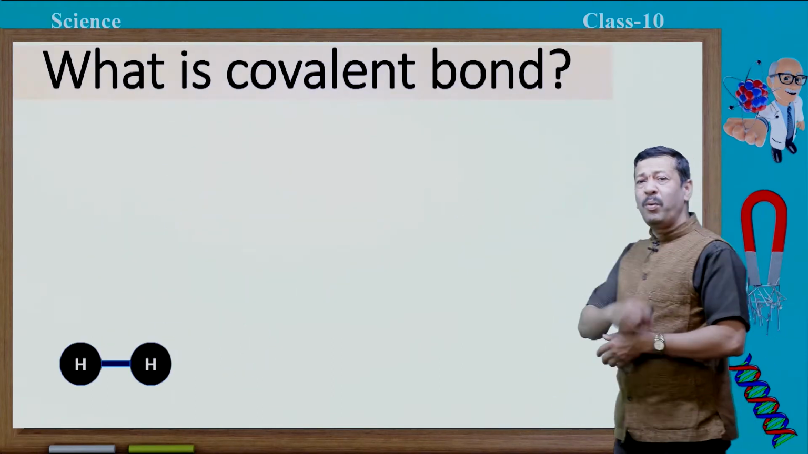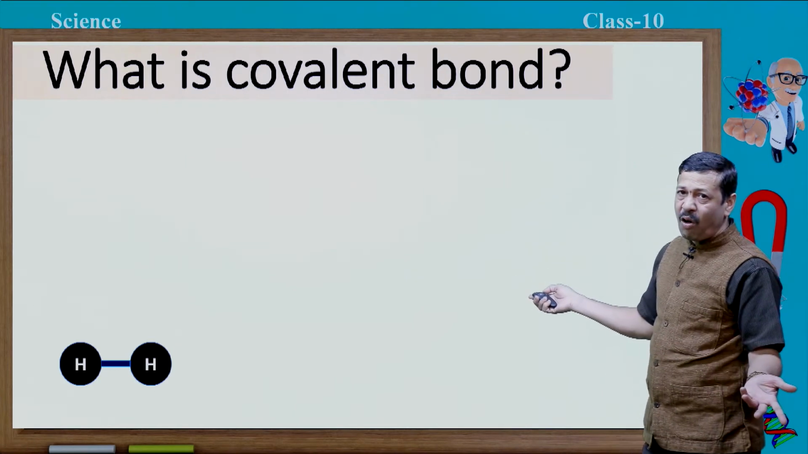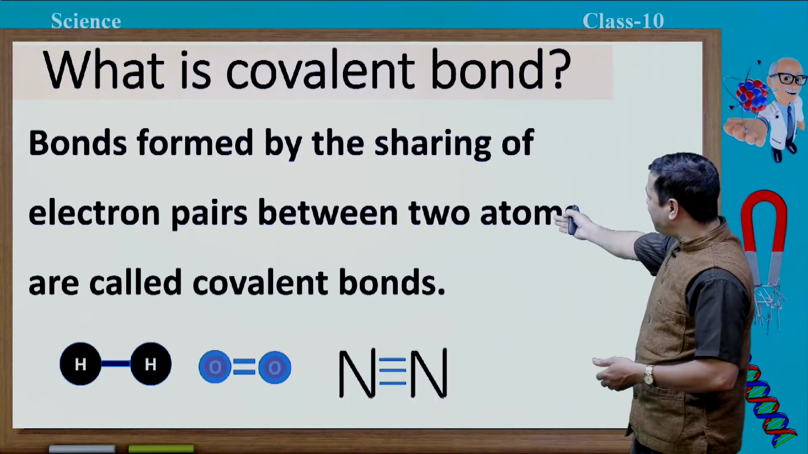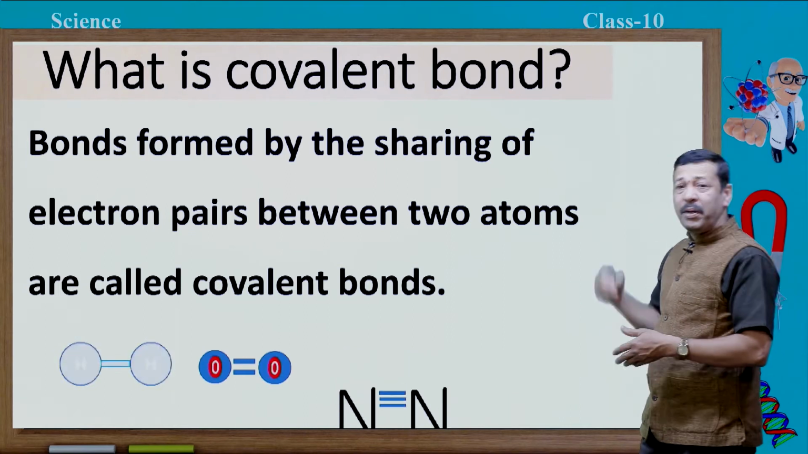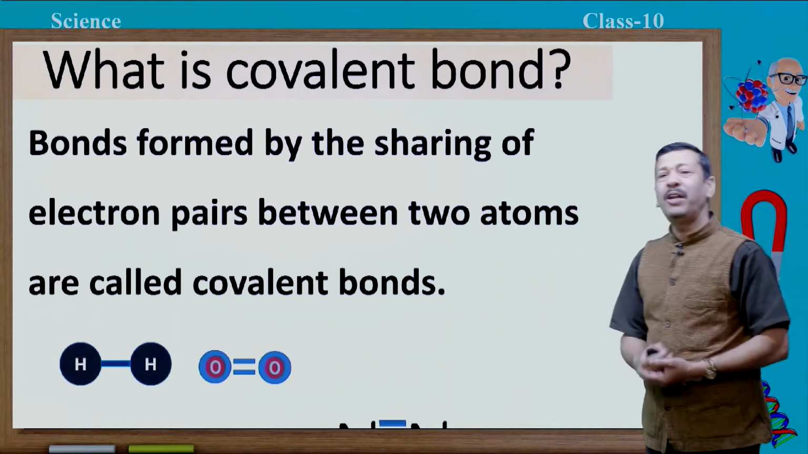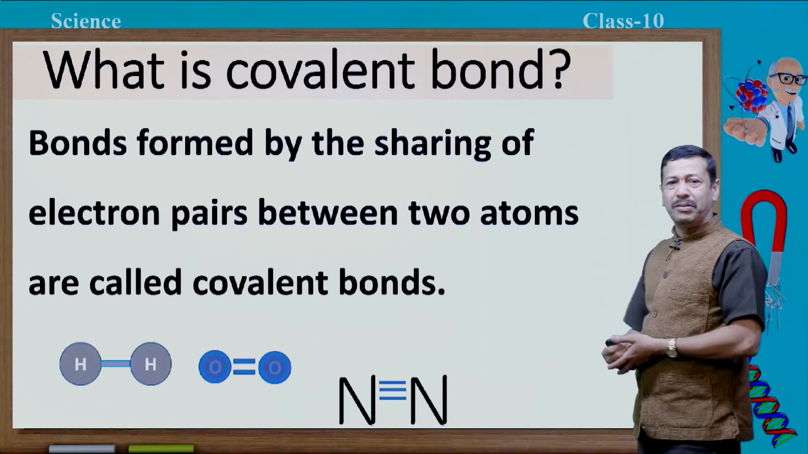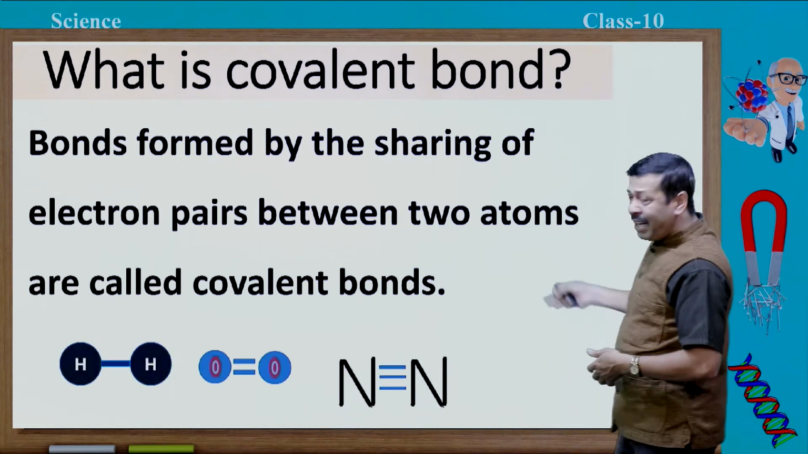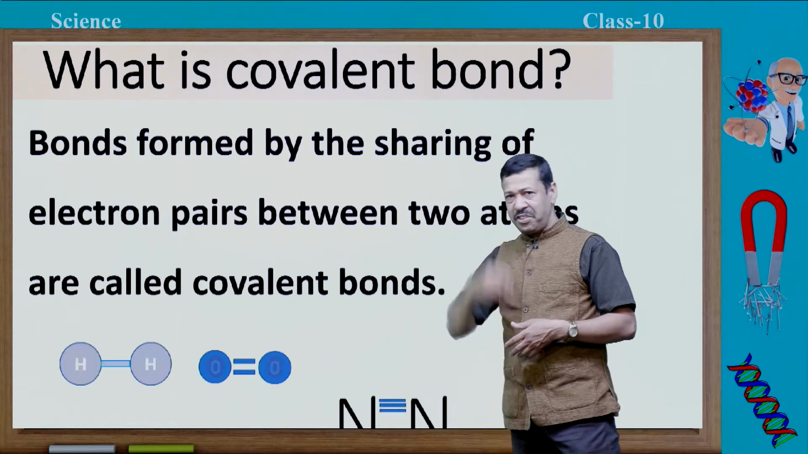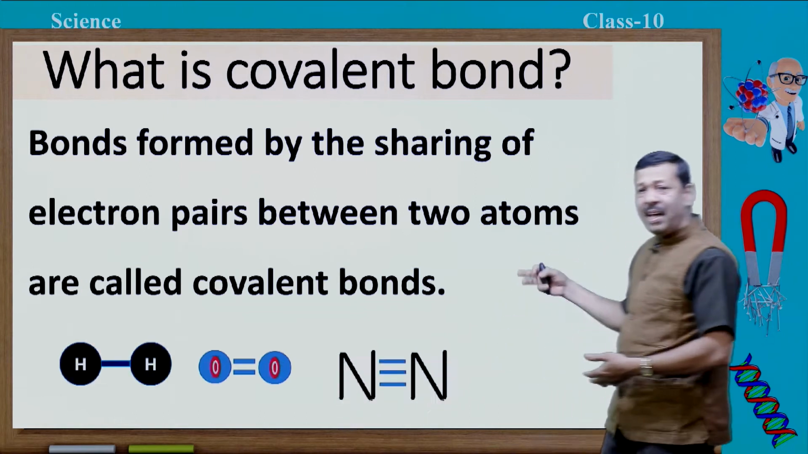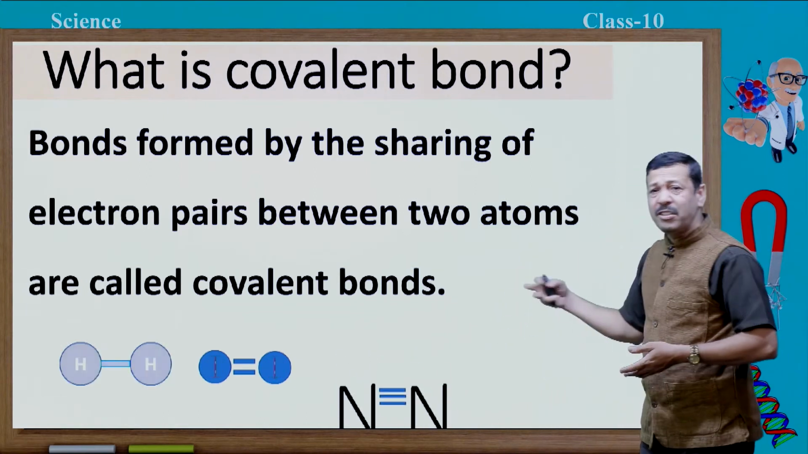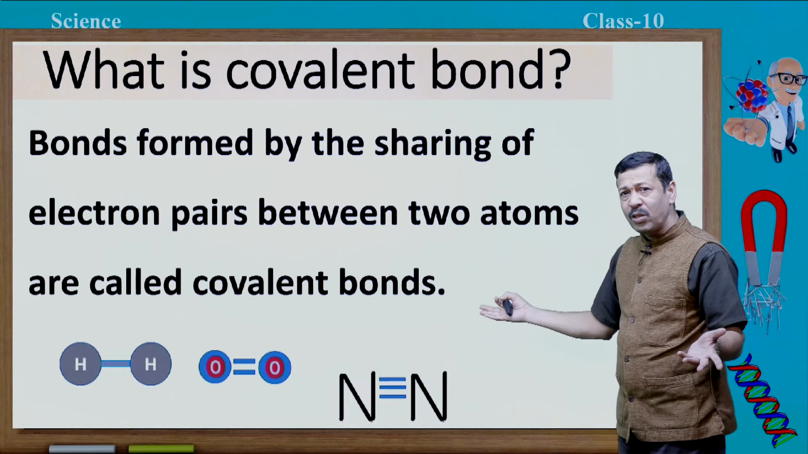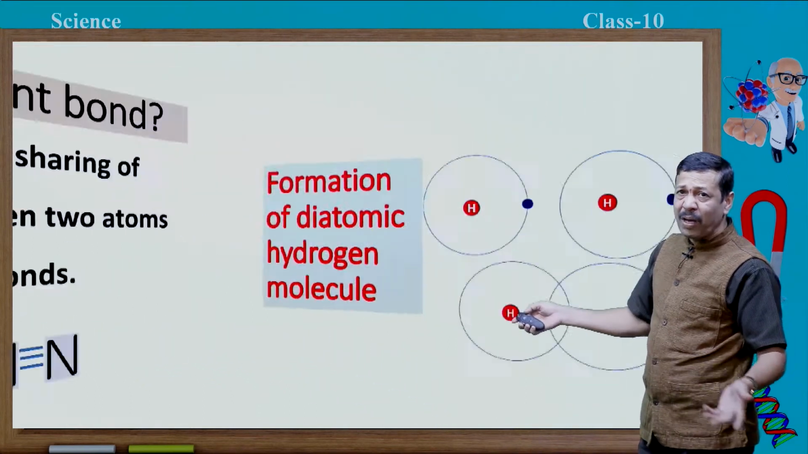Now what is a covalent bond? What you just saw in the previous slide, that is the formation of a covalent bond. The bond formed by the sharing of electrons between 2 atoms, that is a covalent bond. Here you are seeing hydrogen, 1 line between 2 hydrogens means a pair of electrons is shared. Here you are seeing oxygen, 2 pairs of electrons are shared, so a double bond. Nitrogen, 3 pairs of electrons are shared, a triple bond. Thus when electrons are shared between 2 atoms, a covalent bond is formed. This is how the covalent bond forms.